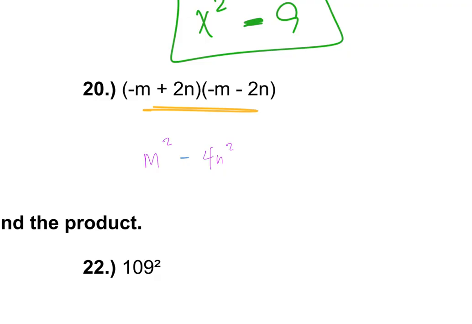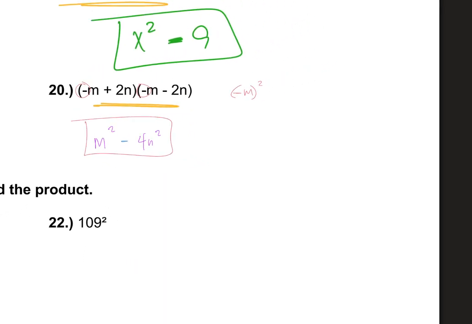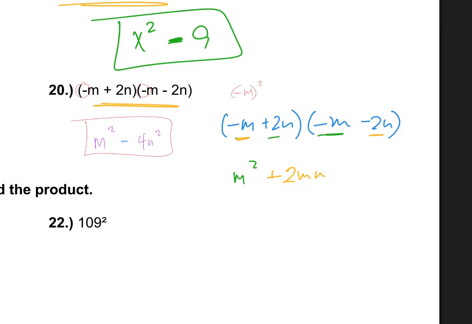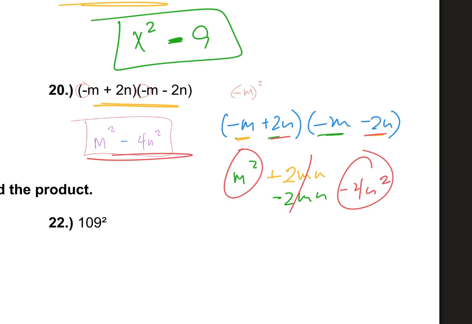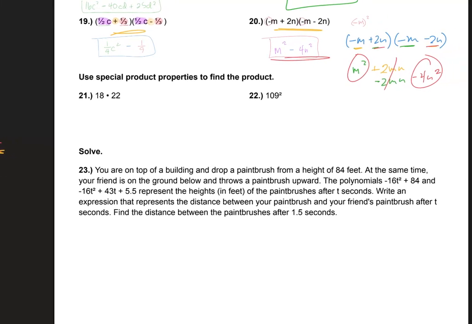negative. Now, if you're like, but that's a negative and that's a negative, well, it's going to be negative m squared, right? And again, if you're not comfortable with just doing this, go ahead and do the distributive property. Negative m plus 2n, negative m minus 2n. Negative m is m squared. Negative m, and that is plus 2mn minus 2mn minus 4n squared. And you can see the answer. There it is.